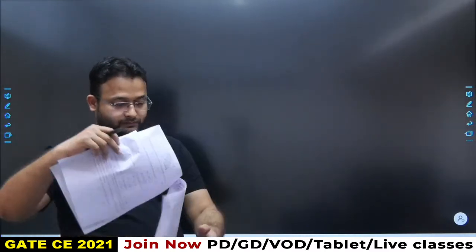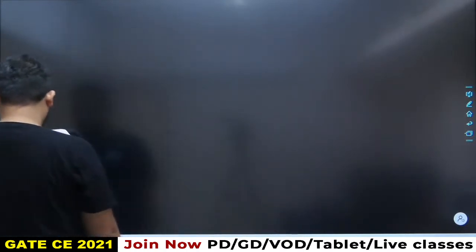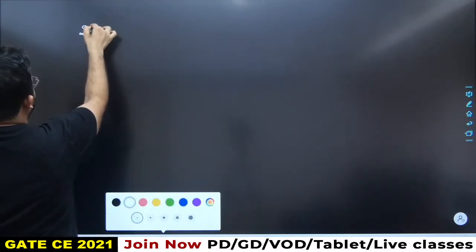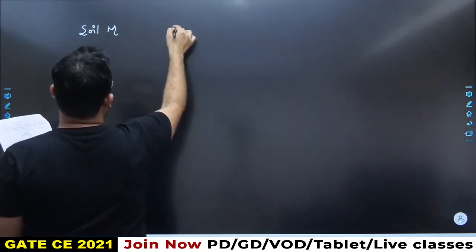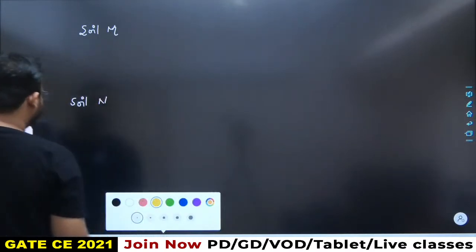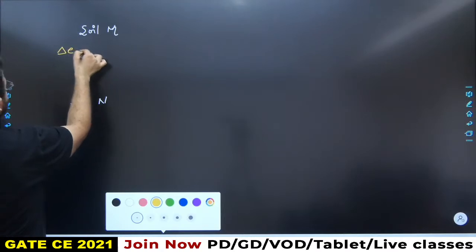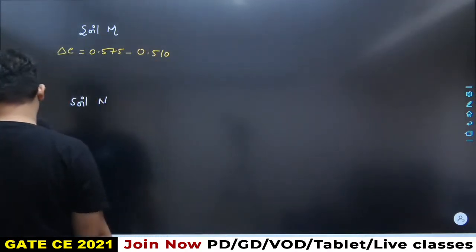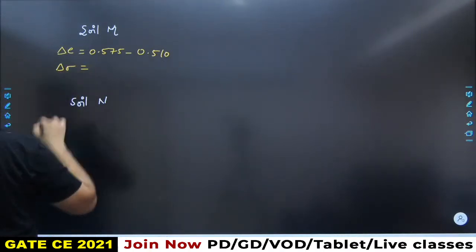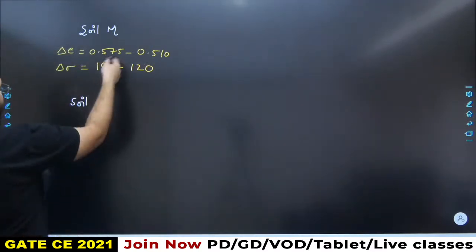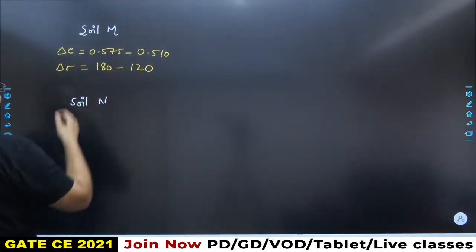Then one more question we have. It's a good question. See, there is a change in the void ratio. There are two types of soil, soil M and soil N. If I talk about soil M, they have given a change in void ratio from 0.575 to 0.510 on increasing the pressure from 120 kilopascal to 180 kilopascal. This is a difference in the effective stress, that's why there is a change in void ratio. This is the data about soil M.